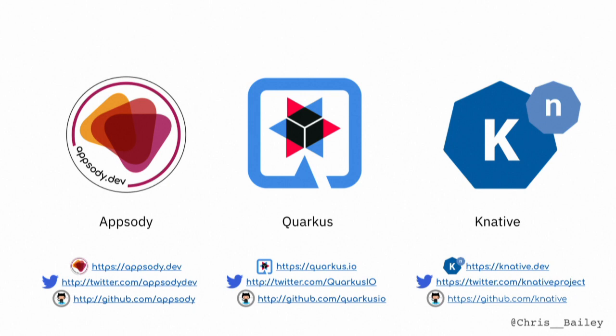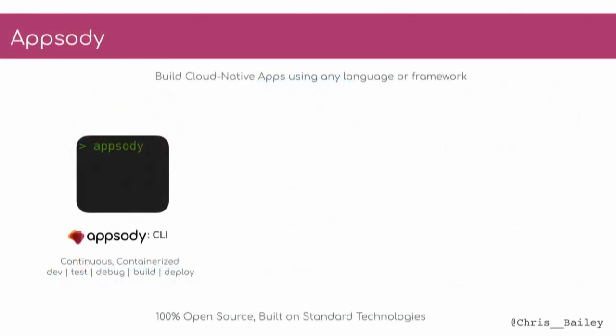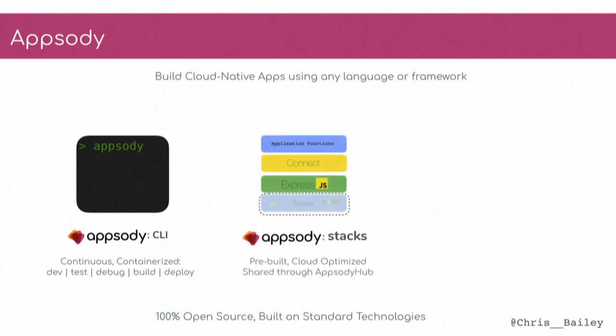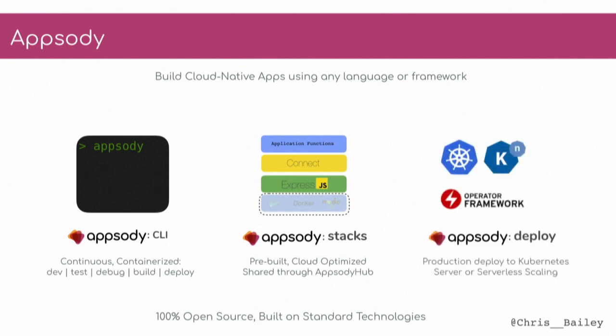What Appsody does is it allows you to compose applications from pieces. It provides a CLI that lets you do the full life cycle of building an application. It provides a number of stacks. You can think of these as when we went through IaaS, CaaS, PaaS, FaaS, each of those abstracted away some of the stack that you have to build. And Appsody actually supports all of those layers. And then it provides the ability to deploy it to Kubernetes.